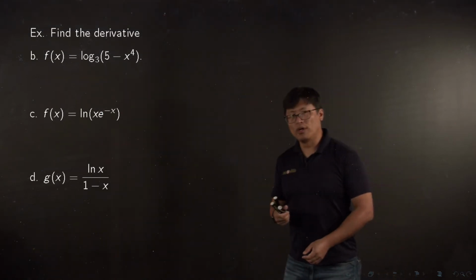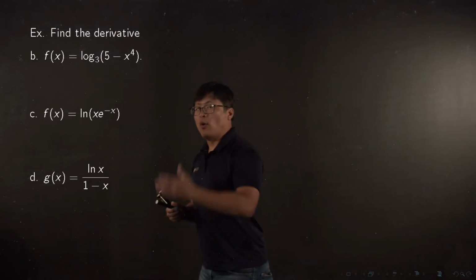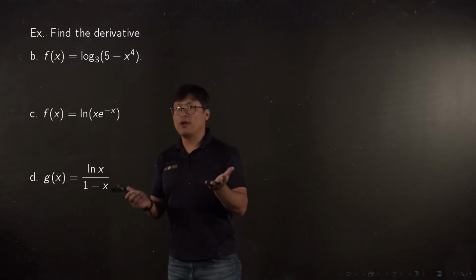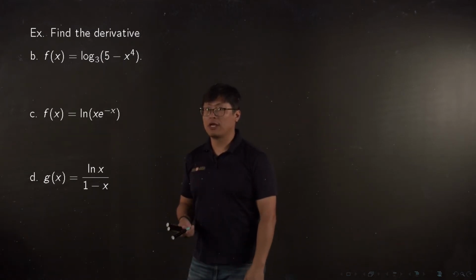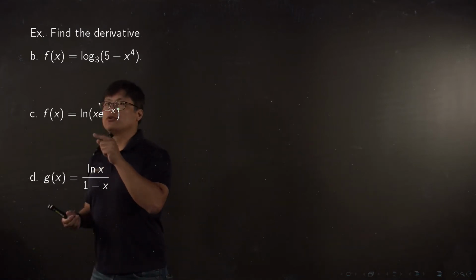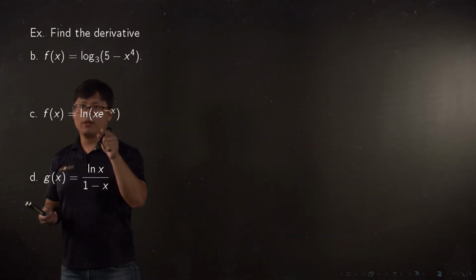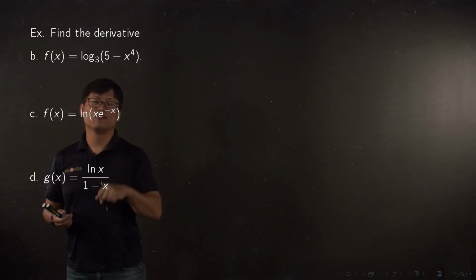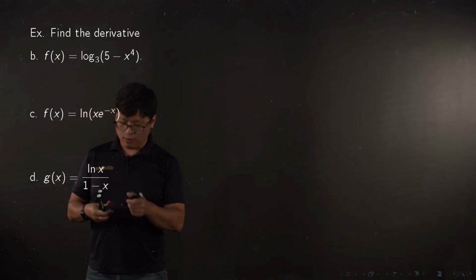Let me give you more examples, okay? Look at that, all these things concern the chain rule, product rule, and quotient rule. Can you recognize this one? Look at that. The first one: function f of x equal to log base 3 of (5 minus x to the 4). A two-layer chain rule problem, okay?